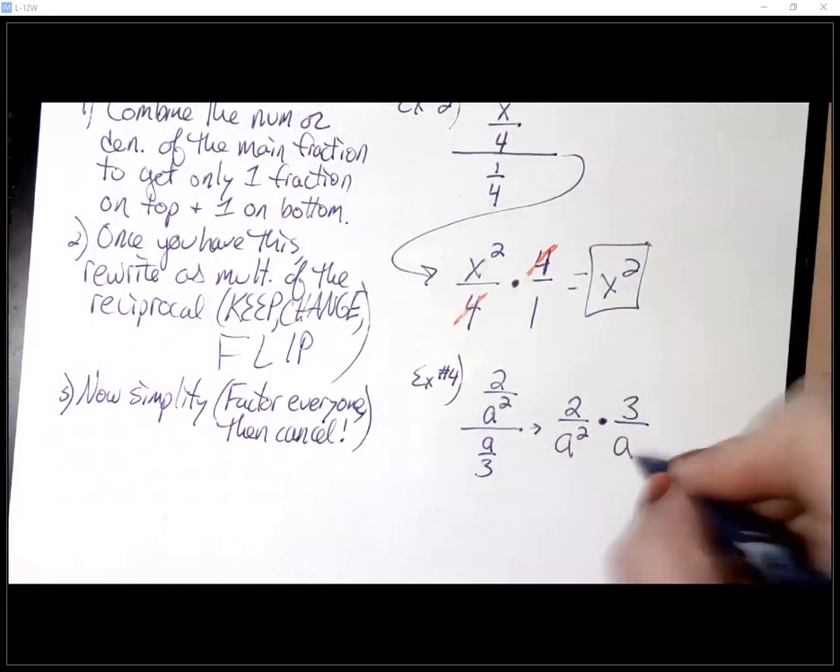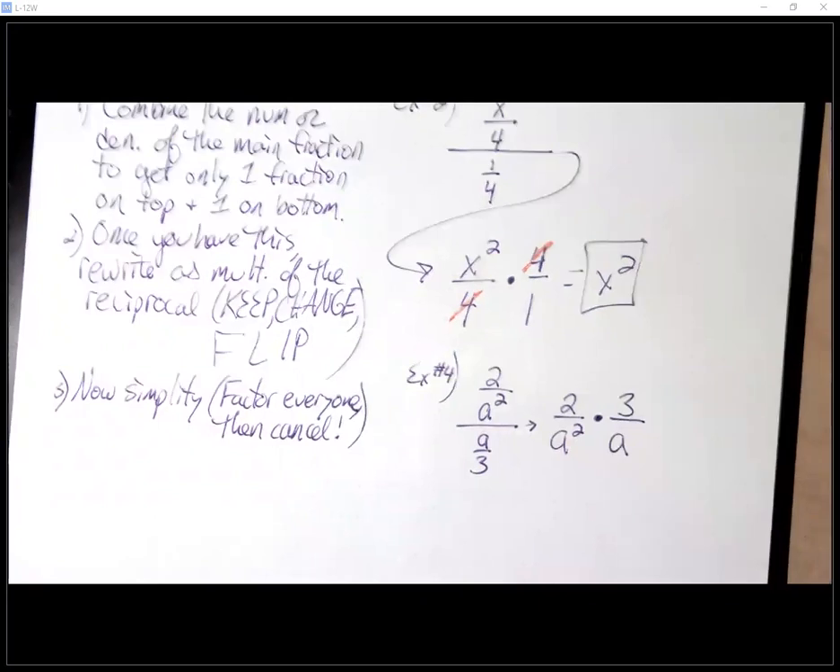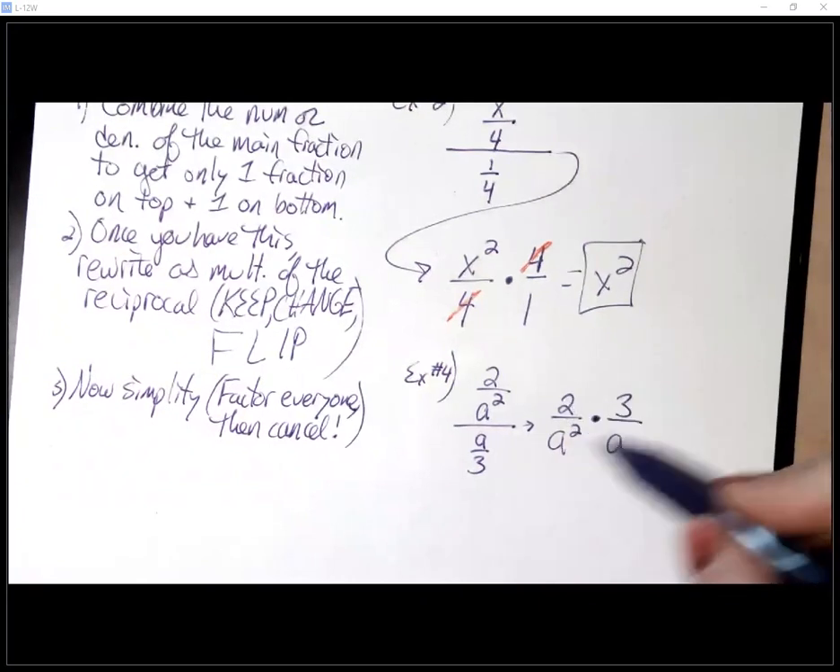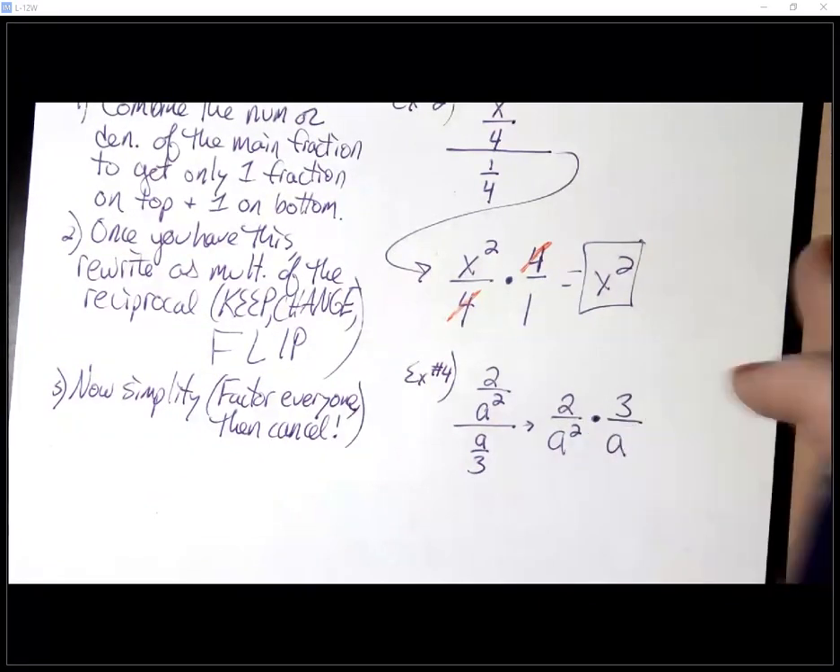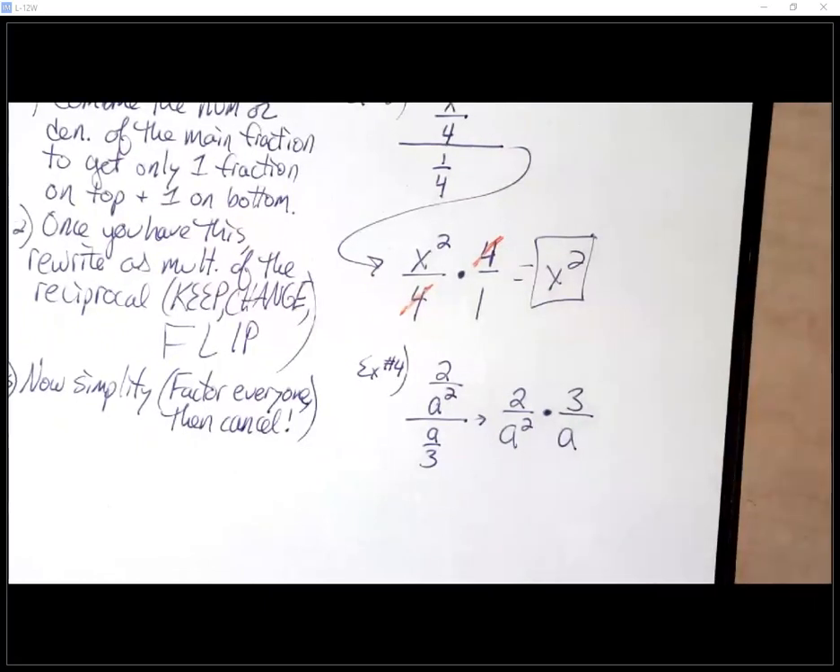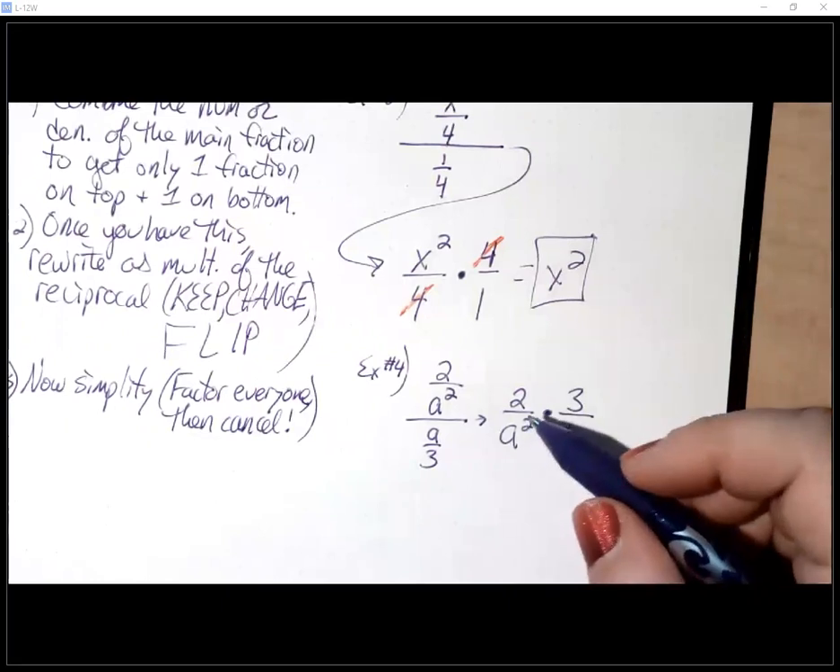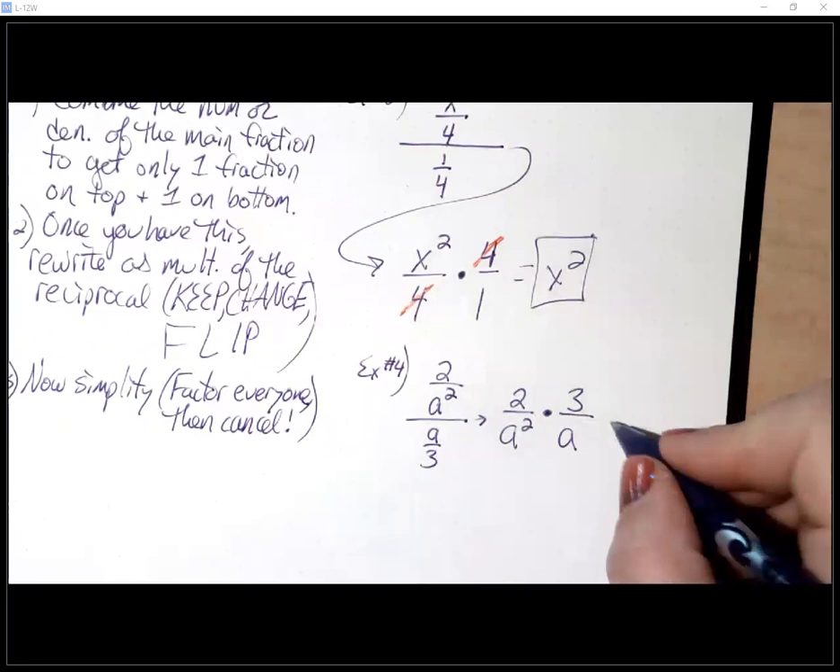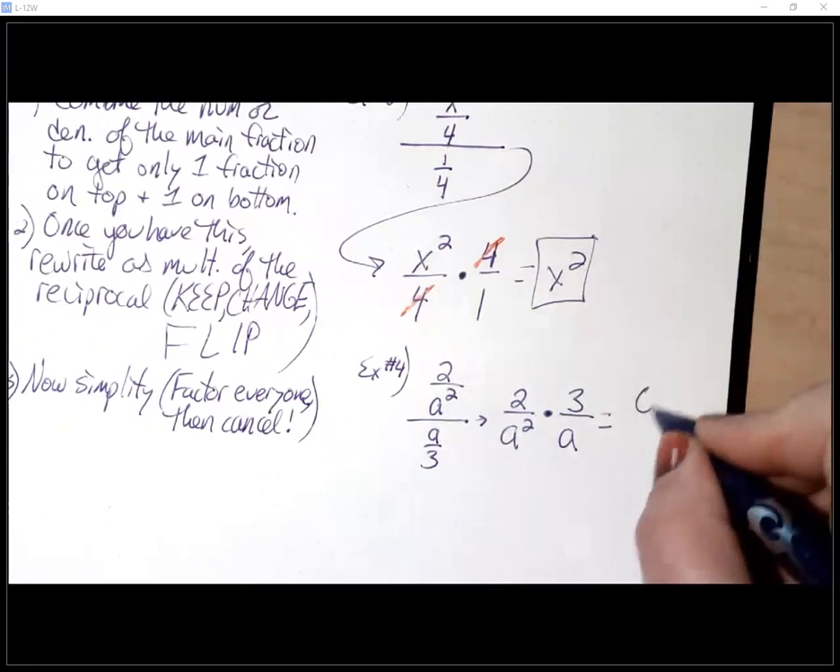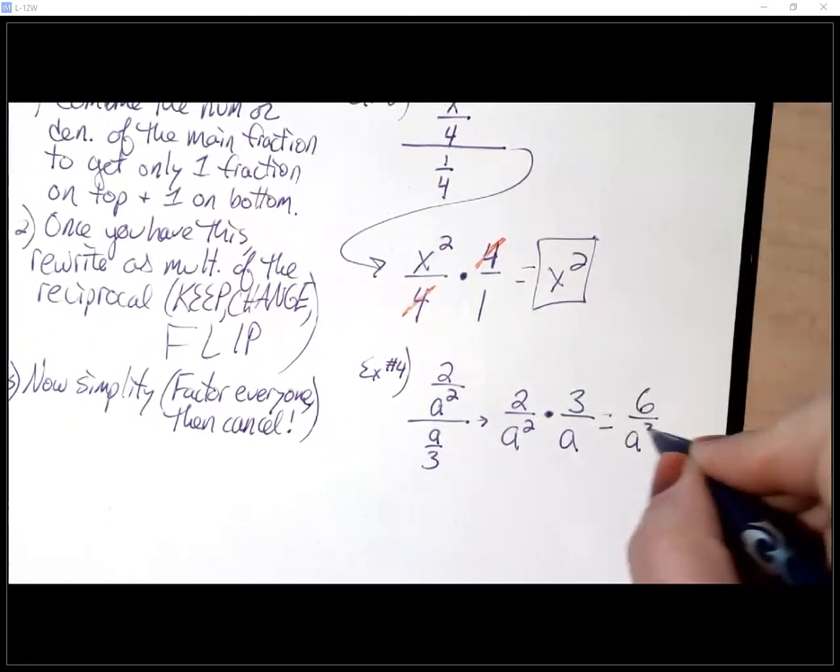So when you rewrote it as multiplication, did everybody have this 2 over a squared times 3 over a? Okay, and now the third step is just to simplify. So factor everybody, nobody needs factoring. And then I'm just gonna cancel. Does anything cancel? No, this time it doesn't, right? So don't get thrown off if nothing cancels. Sometimes nothing cancels, right? That can totally happen. So I'm just gonna multiply straight across. My final answer, I get 6 over a to the third. Did you?